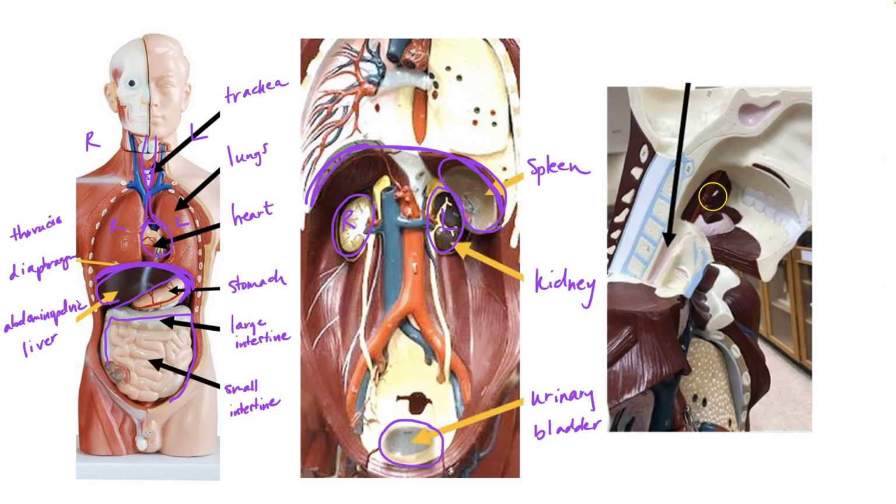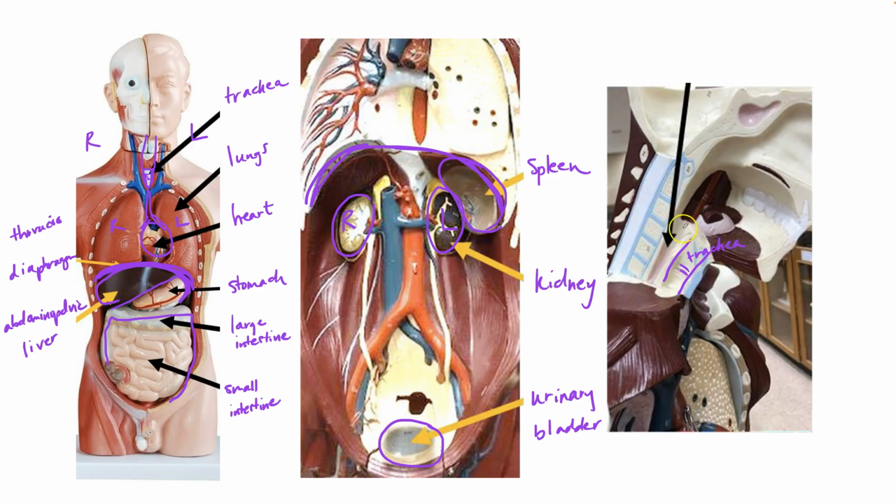Now, this image on the right, what I wanted to point out is you have two tubes coming from the back of the mouth. And one of them is made of cartilage. That's your trachea. One of them is made of smooth muscle. So this tube here, okay, you can kind of see the cartilage there. This tube is the trachea. That's part of your respiratory system that's going to lead down to the lungs.